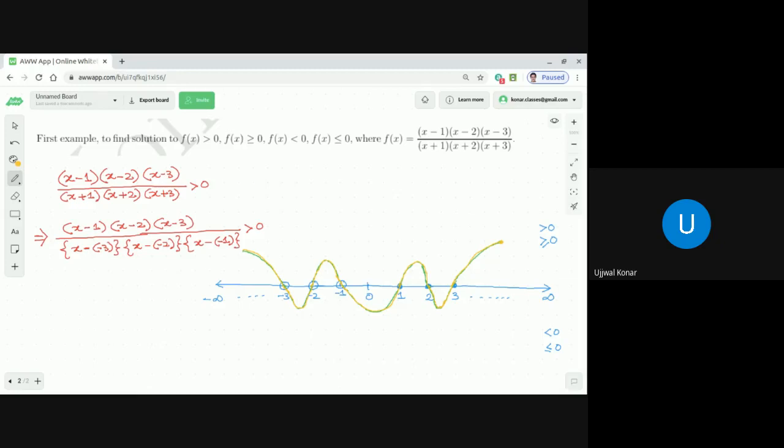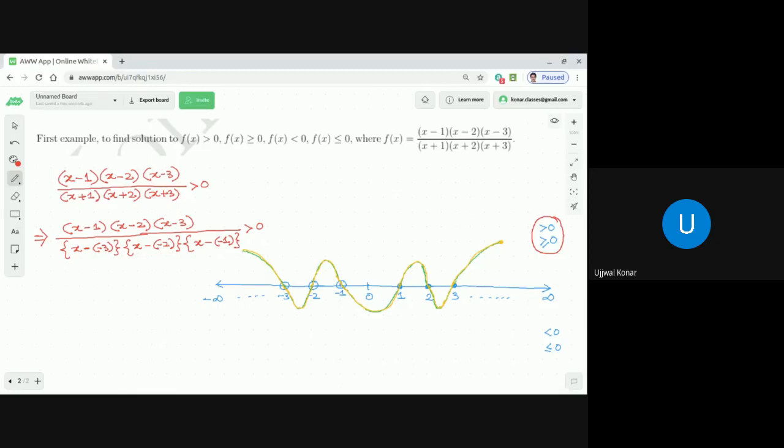After that, finding a solution for this entire polynomial expression greater than 0 is a matter of a few seconds or maximum a minute. How? Here we are going to find f(x) greater than 0. This expression greater than 0. So I will consider the above the number line. If you remember, dear students, I said above the number line is related to greater than 0 or greater than equal to 0.